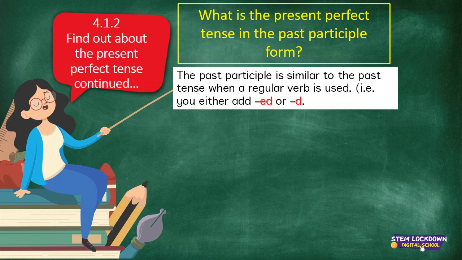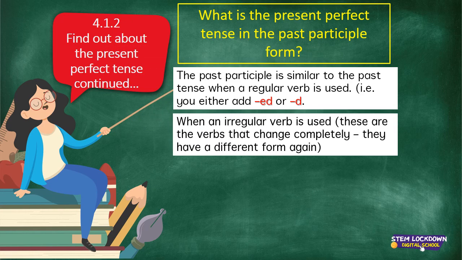So the past participle is similar to the past tense when you use a regular verb. You just add ed or just a d. For example, he has helped in the garden before. Help, helped. It just sounds the same as the past tense when it's a regular verb.